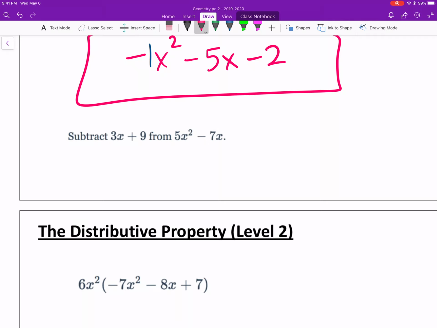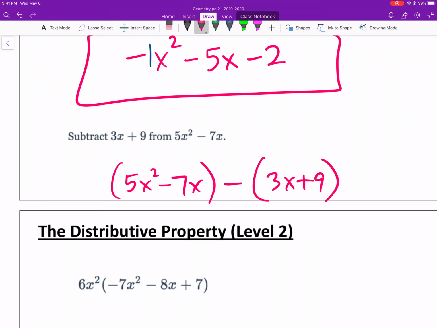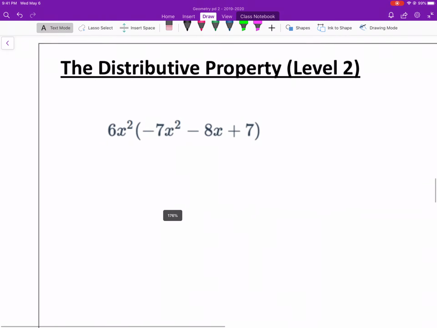However, you really write the second term first. It would be 5x squared minus 7x. And now we're subtracting 3x plus 9. Alright, because we're taking 3x plus 9 away from that 5x squared minus 7x, and it's the same exact type of question. The negative 1, distribute it, change the signs, combine like terms, and you're good to go.